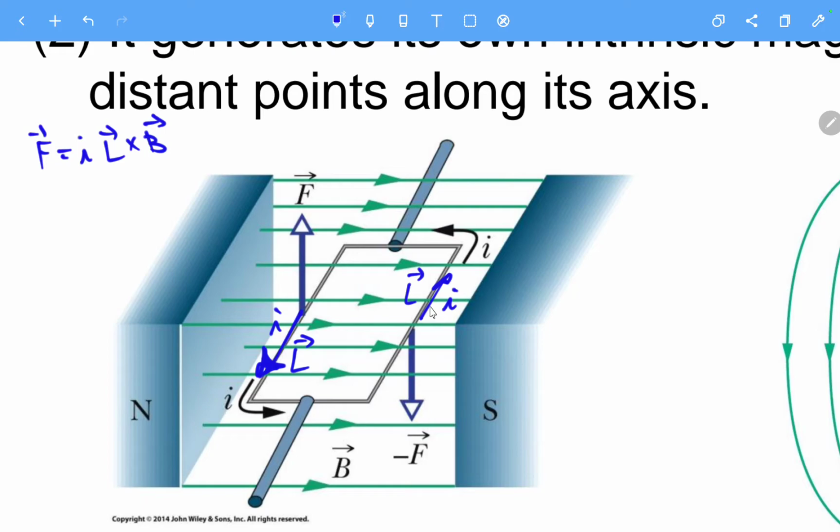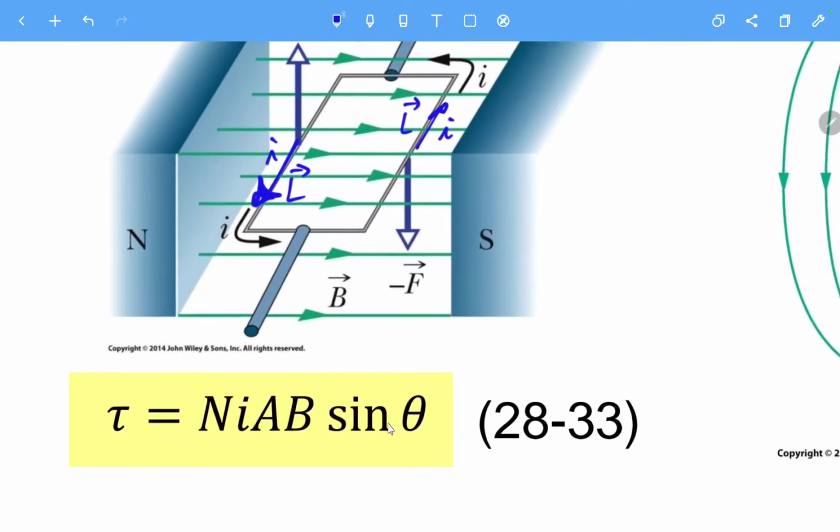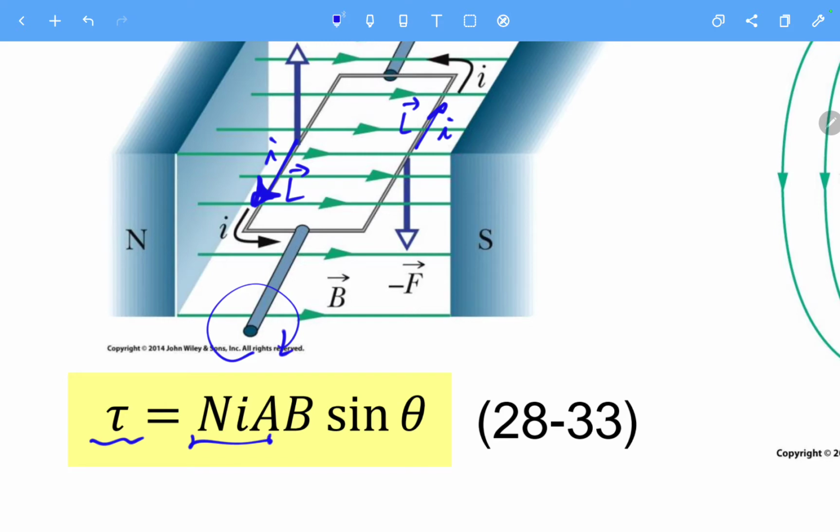So L cross B is pointing downward. So we have an F pointing downward. In that case, we have a torque rotating like this. Okay, so here we have a torque equals NIA, if you still remember, this is mu, times B times sine of theta. So NIA is mu, B is B. And if we write it in the vector form, it is nothing but tau equals mu cross B.